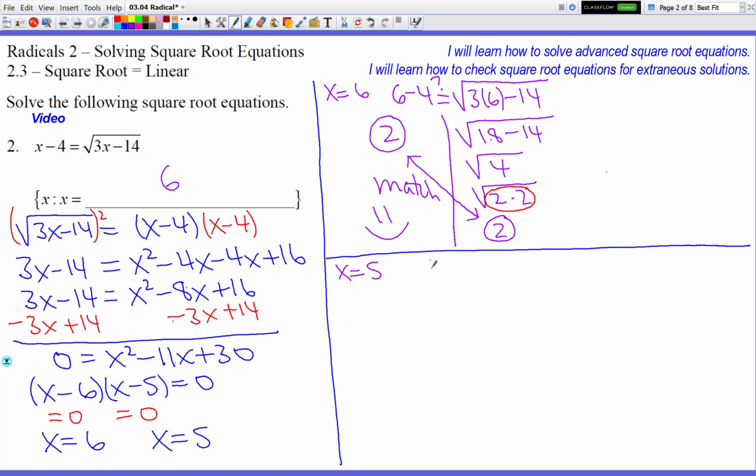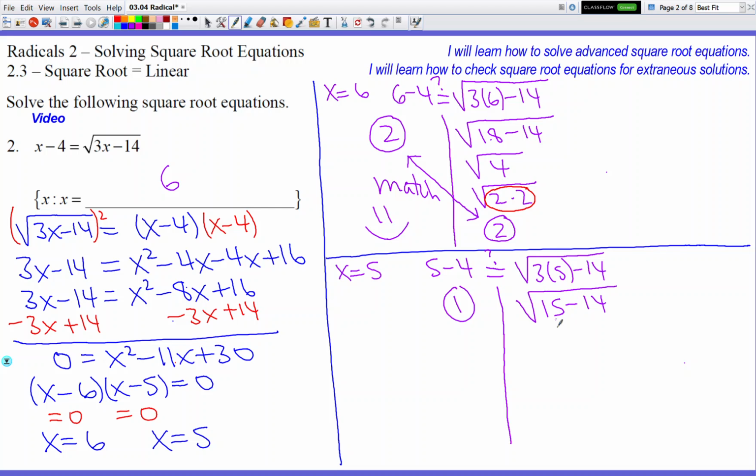So plug into your original problem. So we got 5 minus 4 equals question mark, because we don't know if it equals. So we're just going to do this process called checking to see if it actually does. So 3 times 5 minus 14. And draw a line, signify they cannot interact with each other. Okay, so left side we get 1, so that's cool. That's easy. Right side we get 15 minus 14, which is square root of 1, and the square root of 1 is 1.